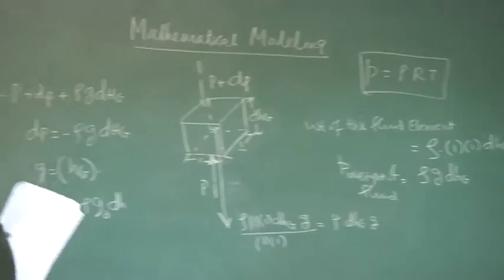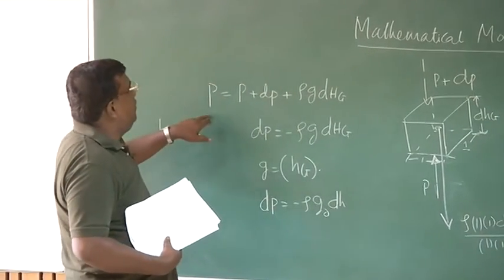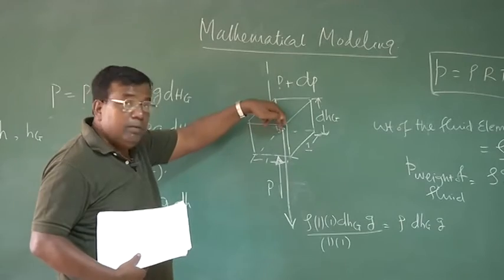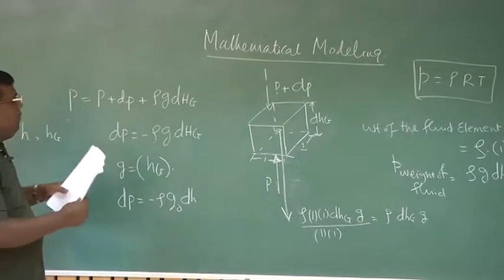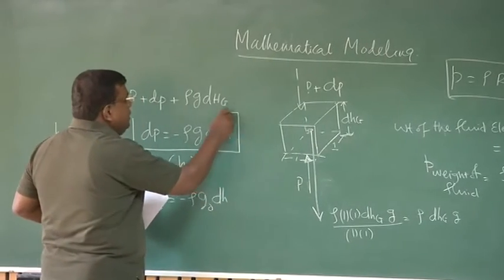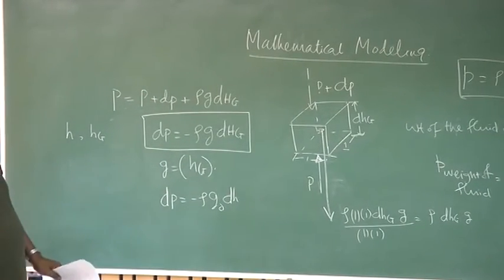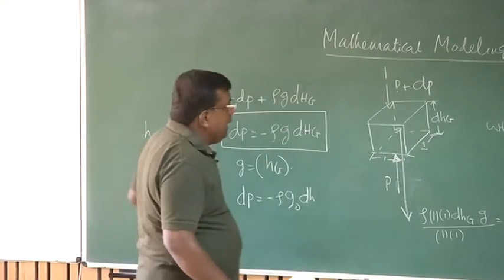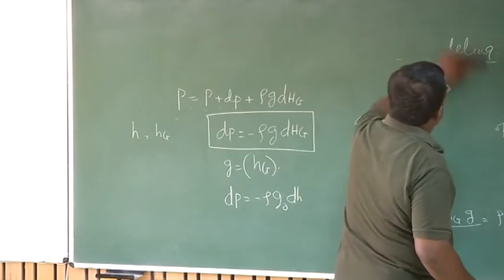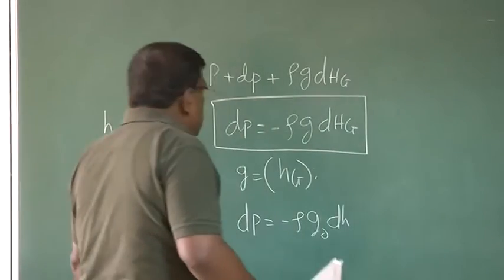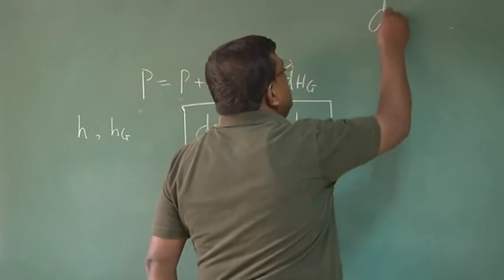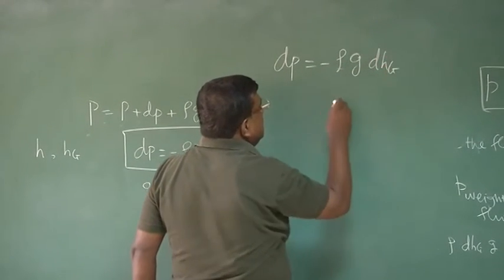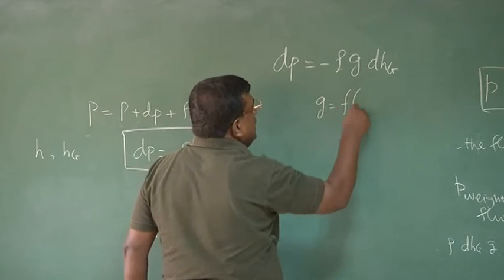So now if I simplify this, I can write P is equal to P plus dP, with P acting up here, P plus dP acting down, and the pressure because of the weight acting down. So I can equate them and find that dP equals minus rho g dHg. Okay. Now see here, there is a catch as far as the operational part is concerned. If I clearly see that dP is minus rho g dHg, g is a function of Hg.